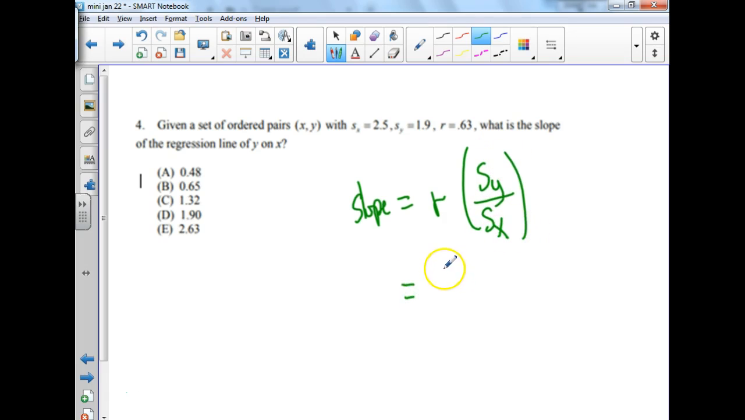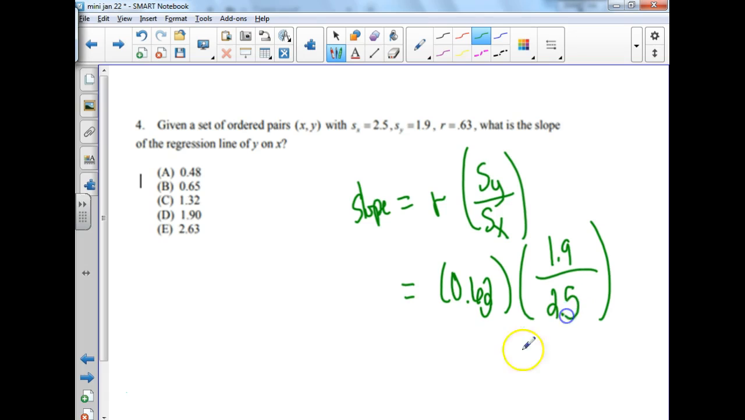At this point, we would simply multiply 0.63 times 1.9 divided by 2.5, and we would end up with 0.48 as your answer.